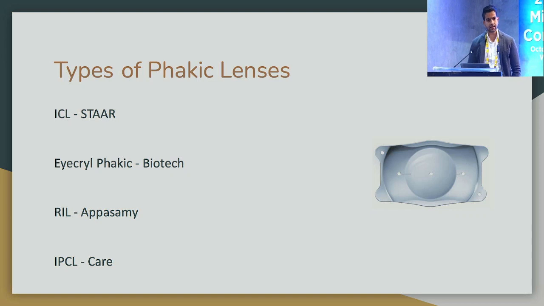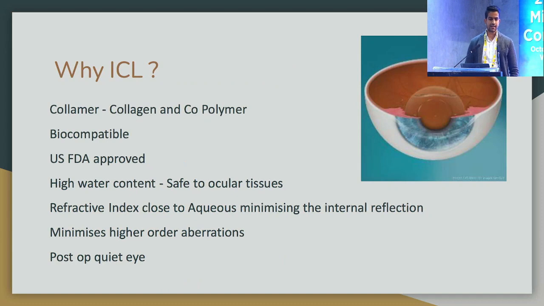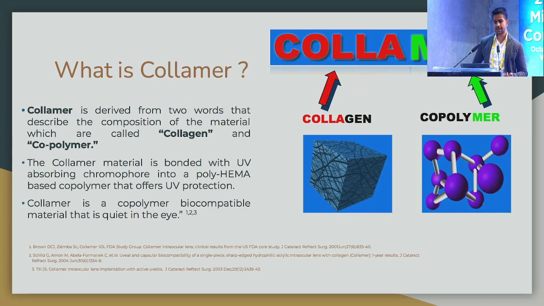These are the types of phakic lenses that are commercially available. We have the ICL from the Star company, which is the most commonly used. We have the iCryl phakic from Biotech, we have the RIL from the Appasamy, and the IPCL from the Care Group. So why ICL? Now ICL is basically made of collamer, which is basically collagen and copolymer. It is biocompatible, basically it gives you a quiet post-operative eye. It is US FDA approved, it has a high water content which is extremely safe to the ocular tissues. The refractive index is close to the aqueous, which basically minimizes the internal reflection, and it also minimizes the higher order aberrations.